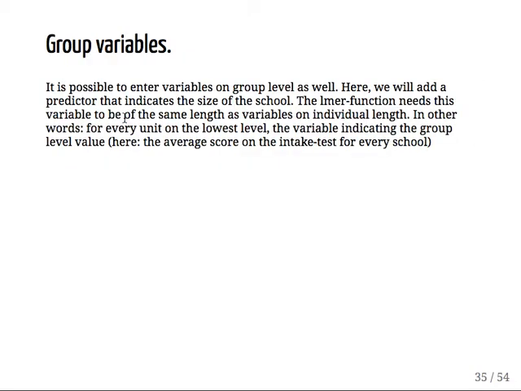It is also possible to enter group level variables. Here we will add a predictor that indicates the size of the school. It's important that the variables are the same length as the variables at the individual level. You'll have lots of the same values because it's the same pupils in the same school, so your data really has to be in long format. Every data point is an individual, and some values will be the same for all individuals because they all went to the same school. So for every unit on the lowest level, there is a variable indicating the school level value, so the average intake test score for every school, which is supposedly in some way related to their size.